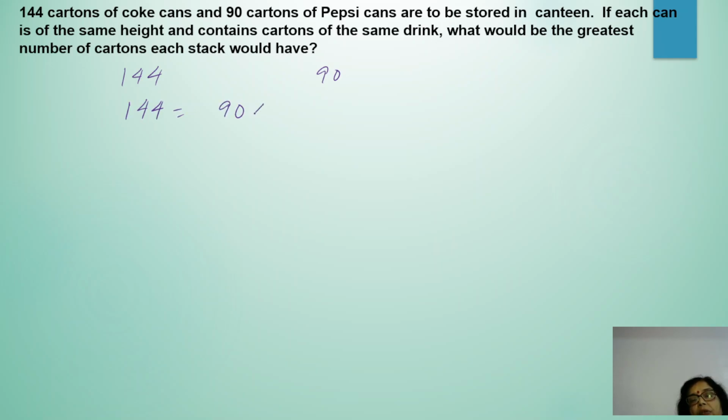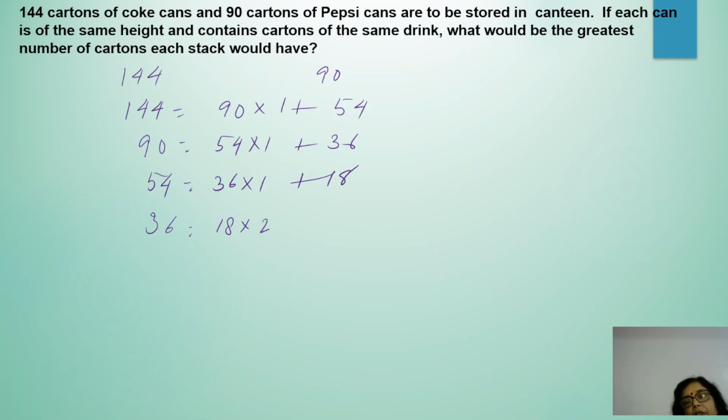144 is equal to 90 into 1 plus how much? This is 54. Then 90 is equal to 54 into 1 plus 36. Then 54 is equal to 36 into 1 plus 18. Then you have 36 is equal to 18 into 2 plus 0. So 18 is the maximum number of cartons you can put in one stack.